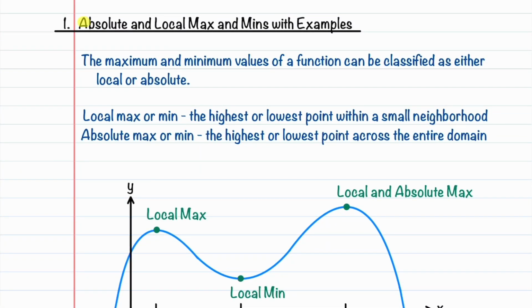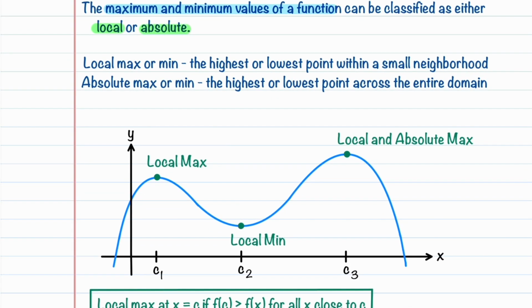We'll begin by learning about the difference between absolute and local maximum and minimum values, and then walk through some examples. The maximum and minimum values of a function can be classified as either local or absolute. A local max or min of a function is the highest or lowest point within a small neighborhood. A small neighborhood just means points near the highest or lowest points.